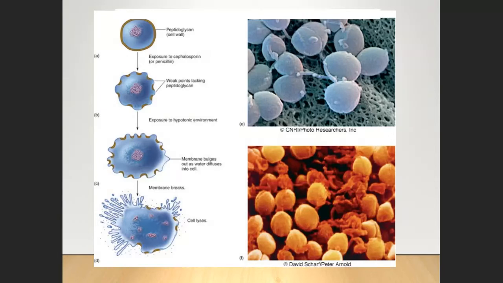Okay, this is what happens when the cell walls are broken. Penicillin will break the cell wall. Then what happens? The water will enter inside the bacterial cell, and the bacterial cell becomes bigger, and finally, it will explode. This is from the electron microscope.